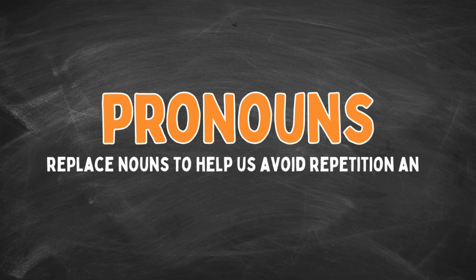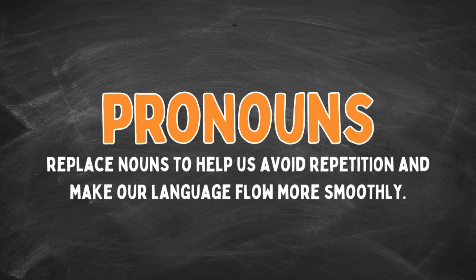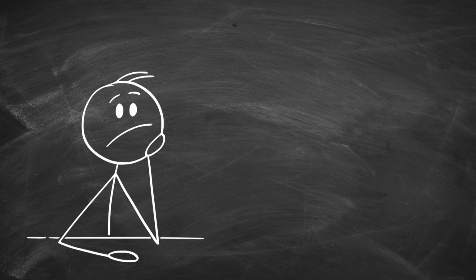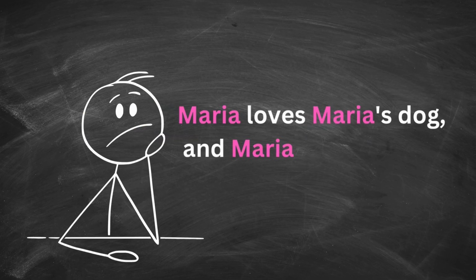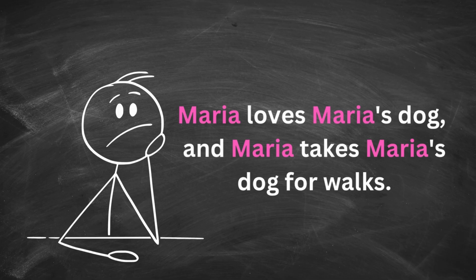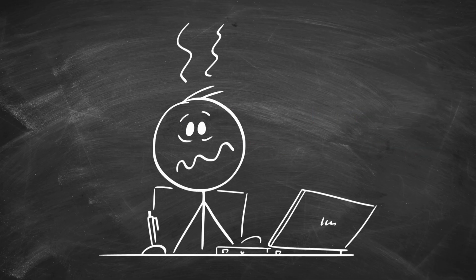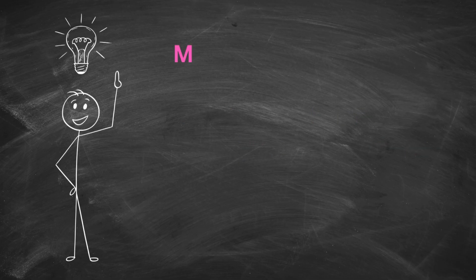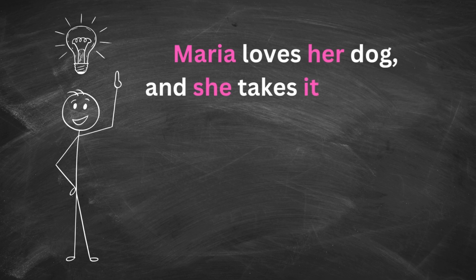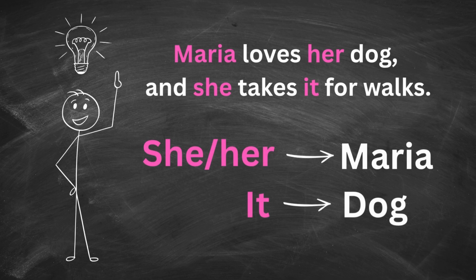Next, we have pronouns. They replace nouns to help us avoid repetition and make our language flow more smoothly. Imagine saying, Maria loves Maria's dog, and Maria takes Maria's dog for walks. It sounds repetitive, right? Instead, we say, Maria loves her dog. She takes it for walks. She and her replace Maria, and it replaces dog.